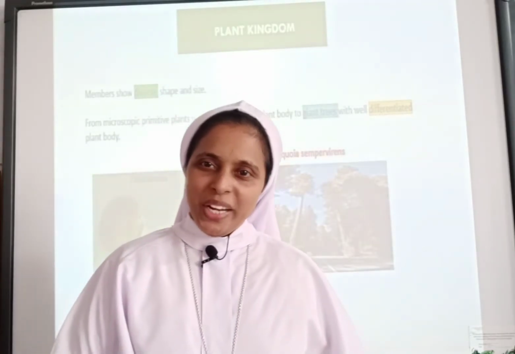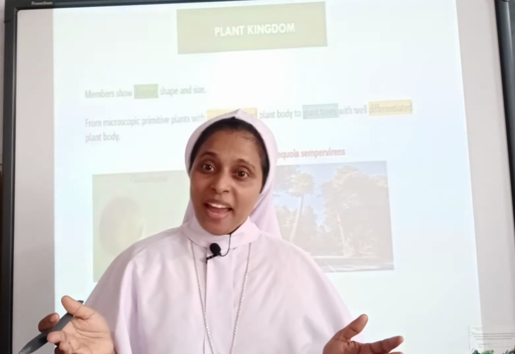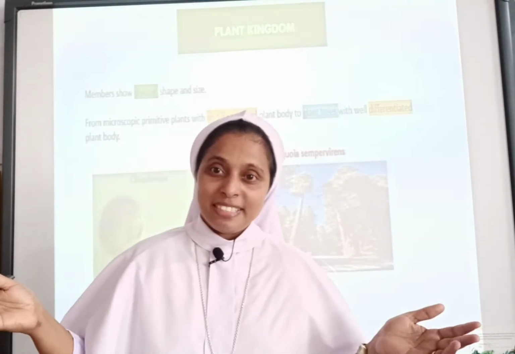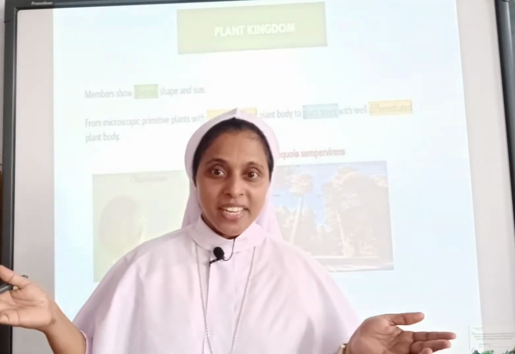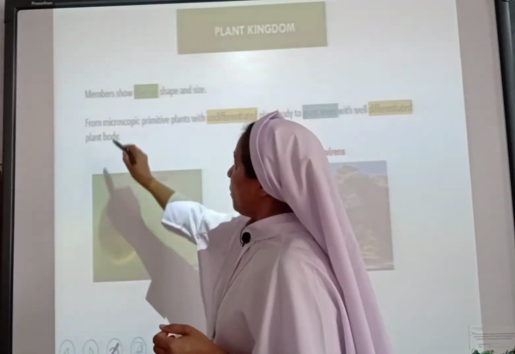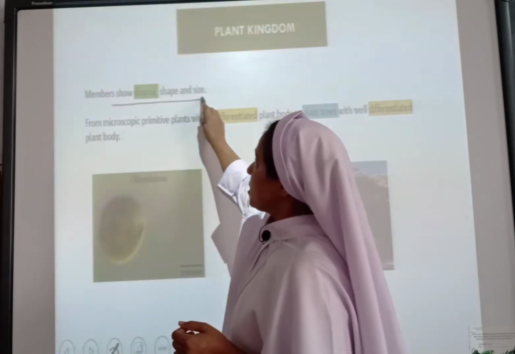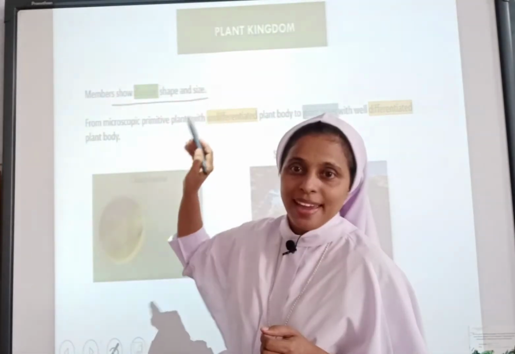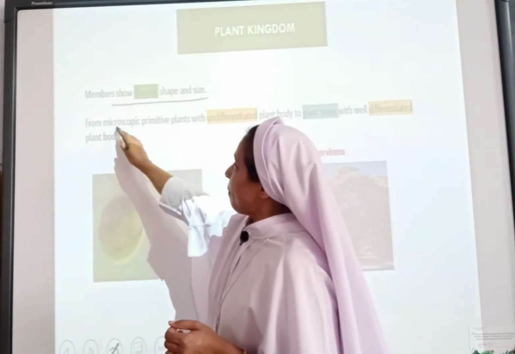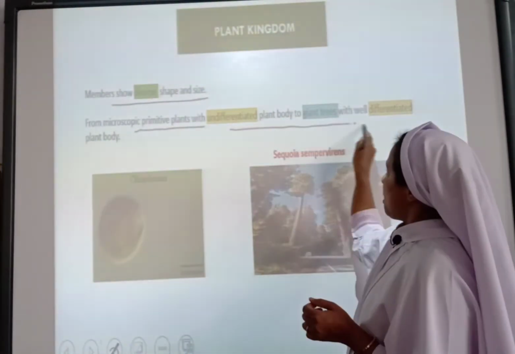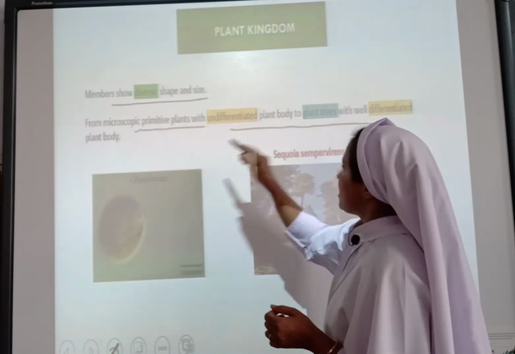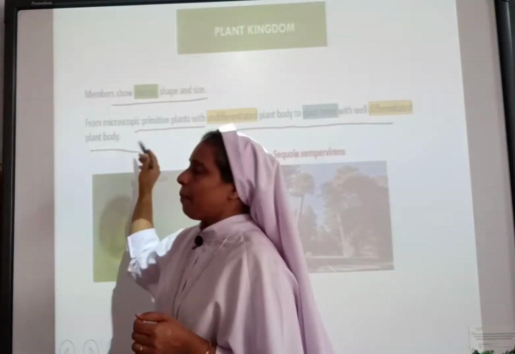As I have told you, the kingdom Plantae is so diverse. They are diverse in size and also in shape. Here you can see the members show diverse shape and size, from microscopic primitive plants with an undifferentiated plant body to giant trees with a well differentiated plant body.